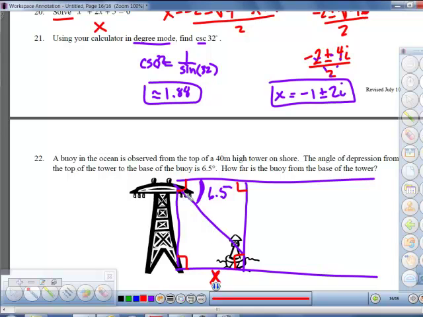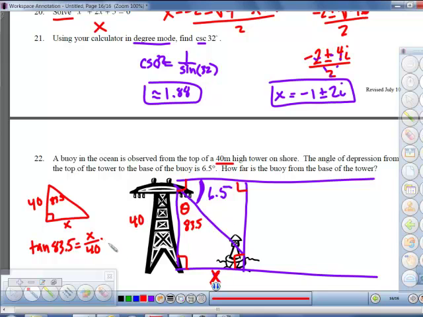If this is 90 degrees, what would this angle right here be? Good, 83.5. Now in reference to this angle, we have the opposite and we also have the adjacent, because it tells me that the tower is 40 meters high. So this tower is 40 meters. Let me clean this up and show you what I've got here. 83.5. We don't know what this is, but we know that this is 40. Which trig function are we going to use? Opposite over adjacent is tangent. So tangent of 83.5 equals opposite over adjacent.